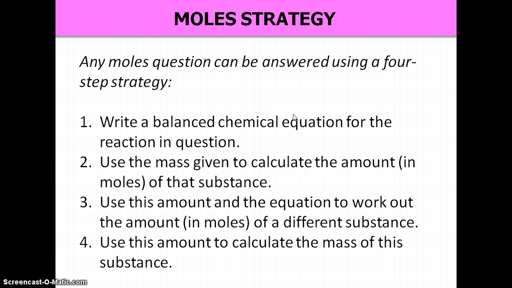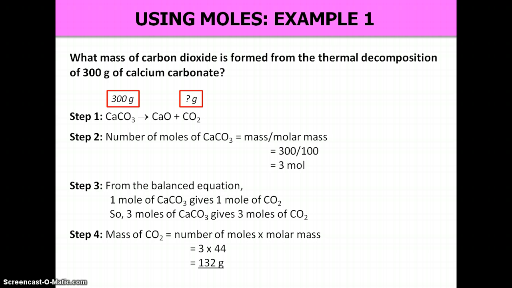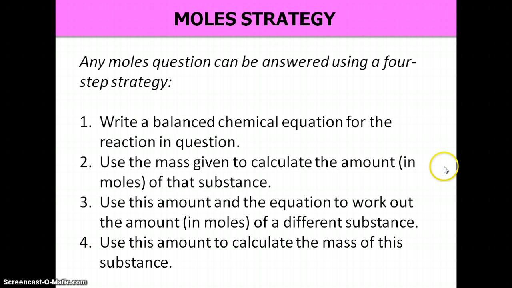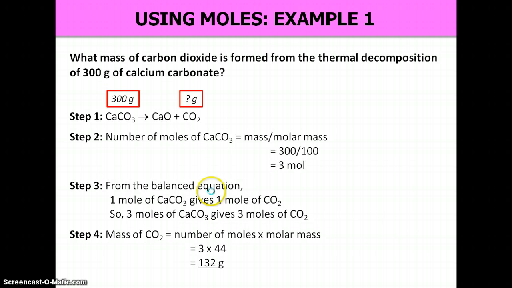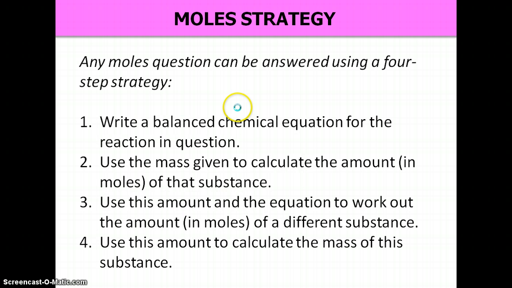Here's a general strategy then. Any moles question can be answered using this 4-step strategy. You've got to have a balanced symbol equation. It's the first step. You then use the mass given in the question. In our case here, it was 300 grams of calcium carbonate, to calculate the amount in moles of that substance. So we calculated the number of moles of calcium carbonate.